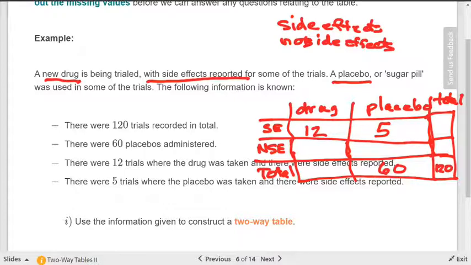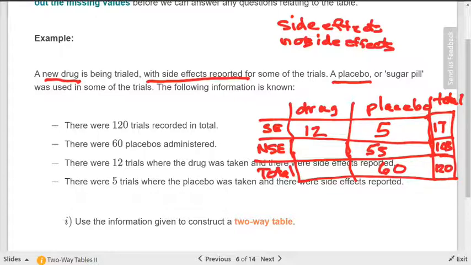Now we can get the totals. Up here, that's easy. 12 plus 5 will give us a total of 17. Good. Now, to get the others, I can't add them. I have to start subtracting because I know totals and I know part. So I just subtract to find the difference. So here, to get this one under placebos, 60 minus 5 is going to give me 55. Good. Here, 120 minus 17 gives me what?